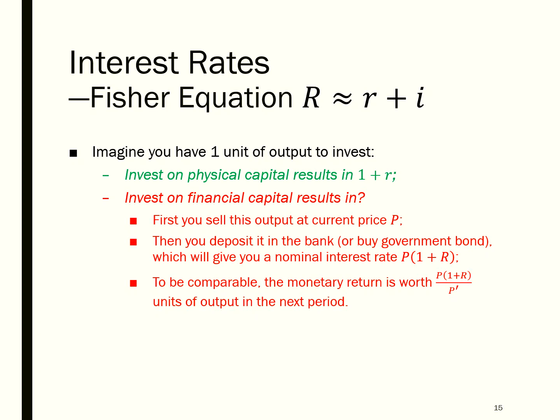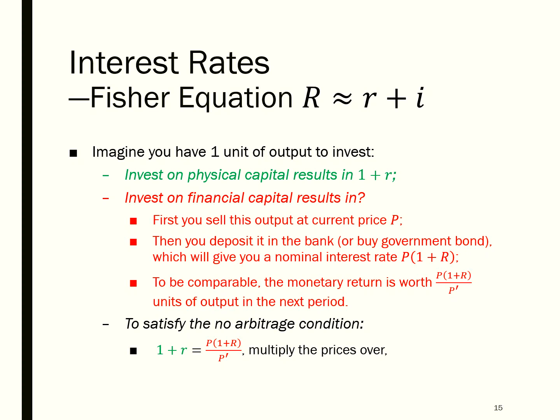If you want to compare your returns in the 2 markets, you have to compare like with like, right? In the first scenario, you invest using the real units and you get the real units back. So everything is in real units. But in the second investment, you are using the cash, you're using the money to invest. So you have to convert the nominal values into the real values. To do that, you basically divide the future value of your investment, that is P multiplied by 1 plus R, by the future price of your output, so that you can compare the real value of your return in both cases.